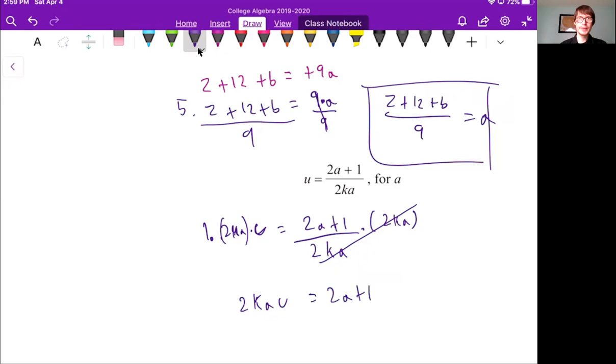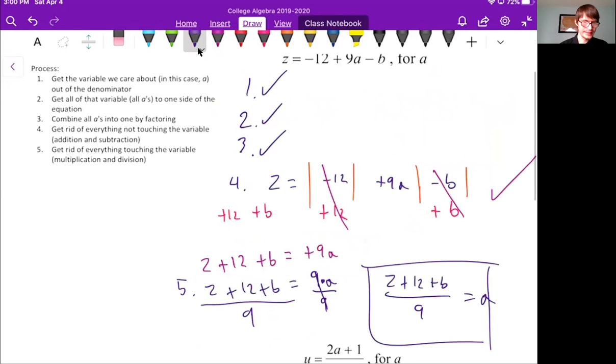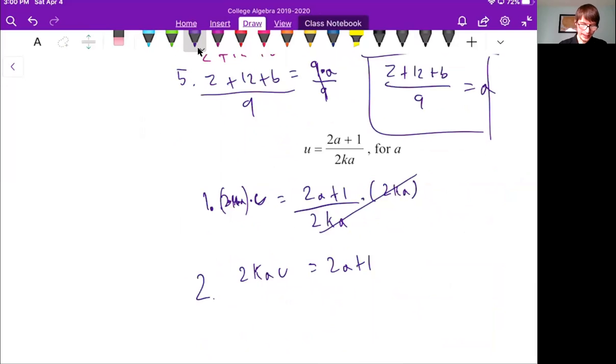Because parentheses just mean multiplication. And the things inside, that's a 2 times a k times an a and times a u. So everything's being multiplied by each other. We can just write it all together as 2 times k times a times u, or just 2ka u. Okay, so that's step 1. Step 2 asks us to get all of that variable into one side of the equation. Here's our problem. We've got an a on one side of the equation and an a on the other side of the equation.